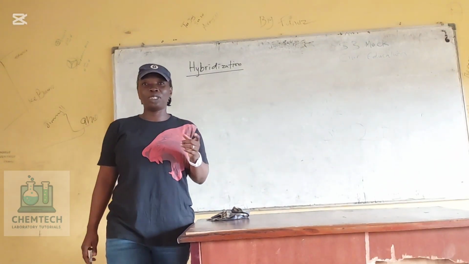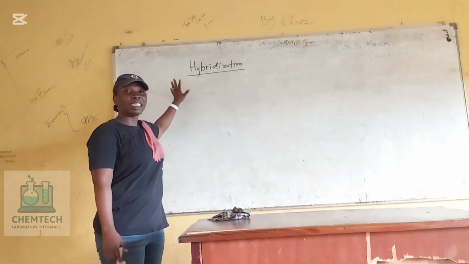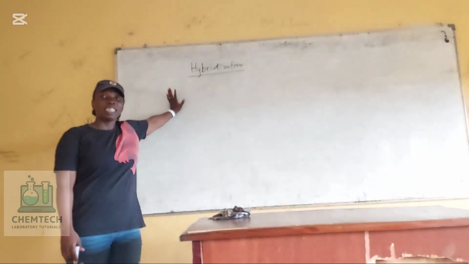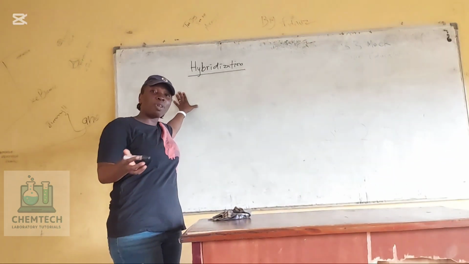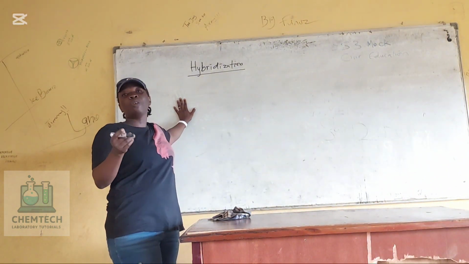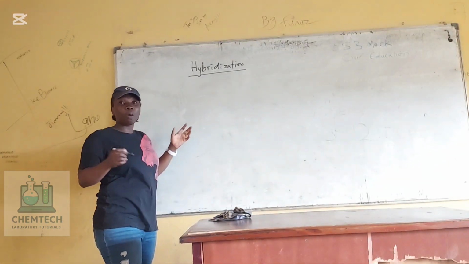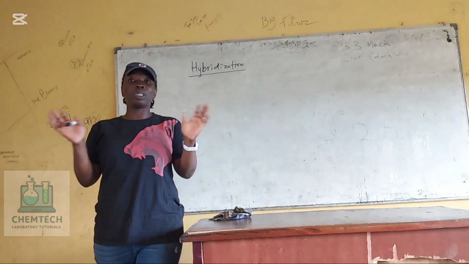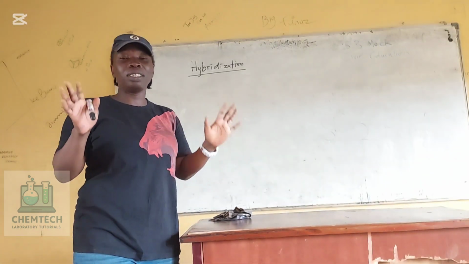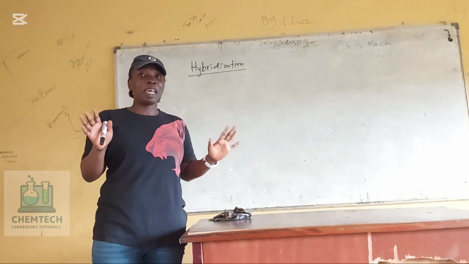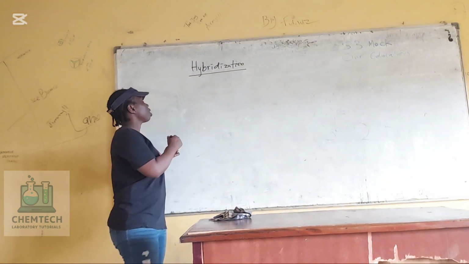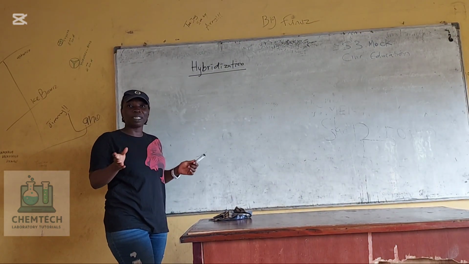Chem Tech Laboratory tutorial. Today we'll be looking at hybridization. Hybridization is the mixing of two atomic orbitals to give two molecular orbitals. And this mixing means each of the orbitals of different energy will come together to form a different shape and appear in the same energy. We have several types of hybridization.